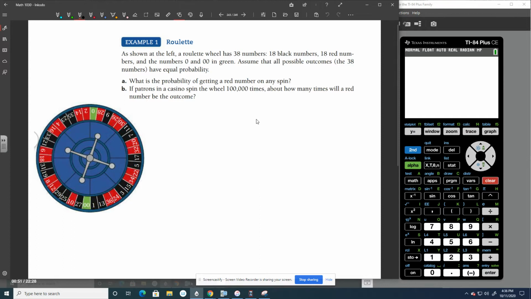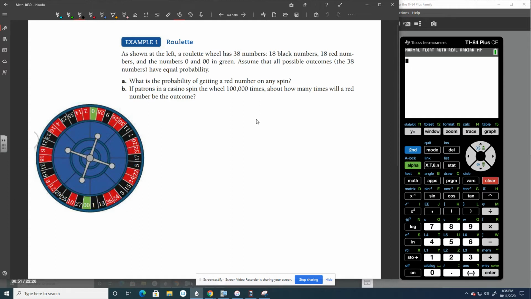So of course, this is exciting math, so we get to talk about gambling and roulette. So as shown at the left, a roulette table is the game at casinos where they drop a ball and this thing is spinning around and the ball bounces around and ends up landing in one of these different little chunks of the table. So there's 38 numbers. 18 of them are black, 18 of them are red, and then there's 2 green ones, a 0 and a 00.